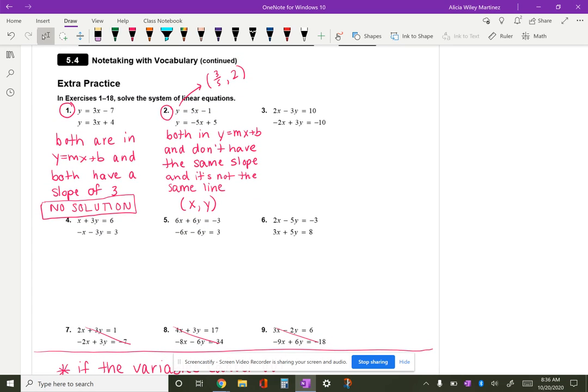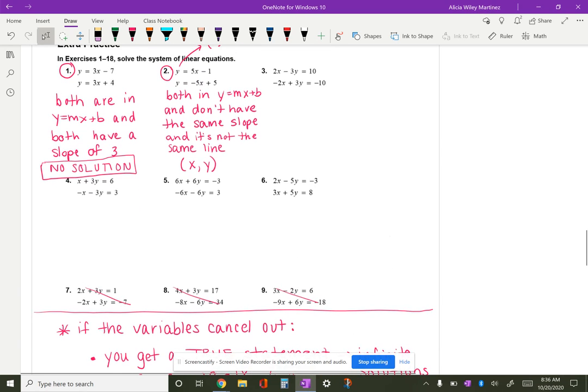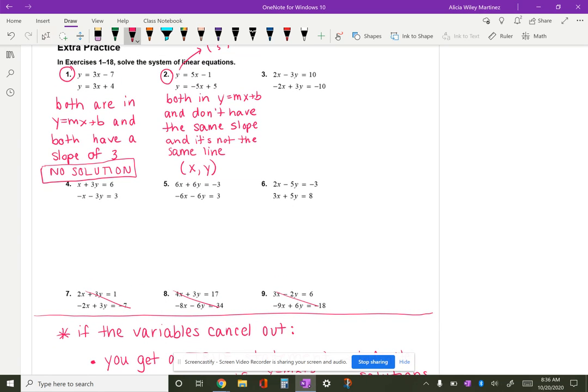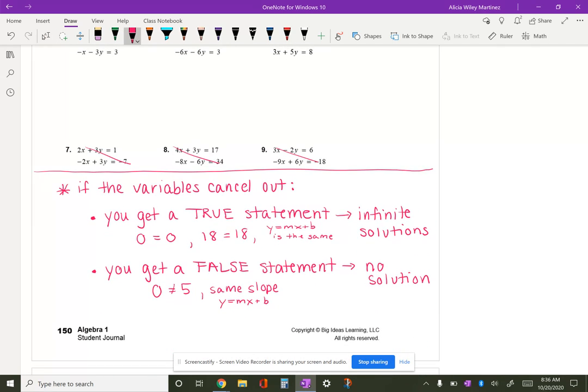Okay, so overall, what I want you to recognize is that if they have the same slope, and they're in y equals mx plus b form, you can say no solution. But you can always just solve it. And if the variables cancel out, there's 2 things that are going to happen, and you need to make sure that you can recognize those. If the variables stay in the problem, then the answer is going to be an ordered pair, x comma y.